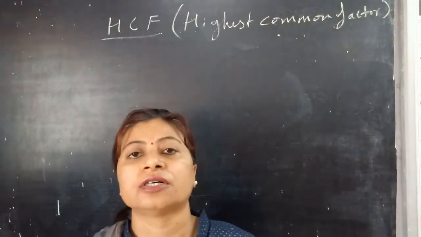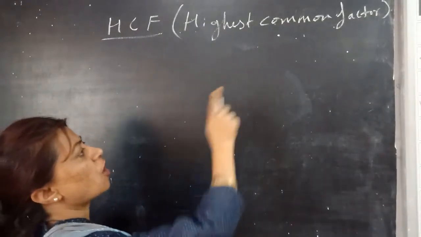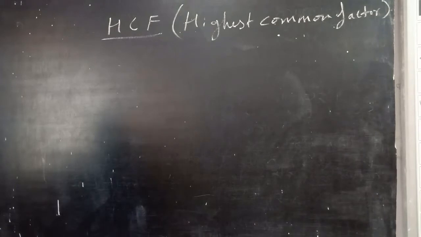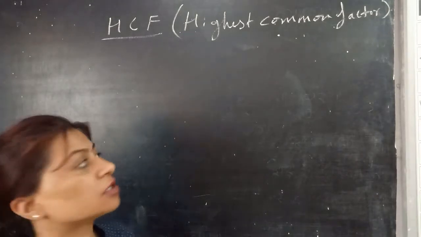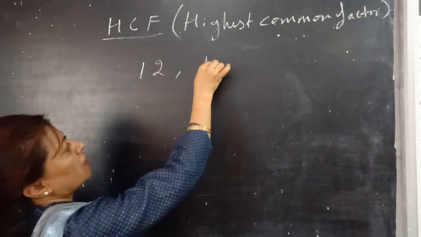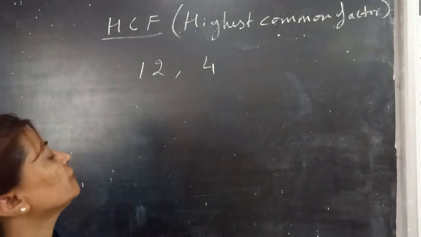Welcome back, beta. Today we are taking the topic HCF, that is highest common factor. First of all, we are going to understand the meaning of highest common factor. For starting, let us take an example, 12 and 4. Suppose we have to find the highest common factor of 12 and 4.